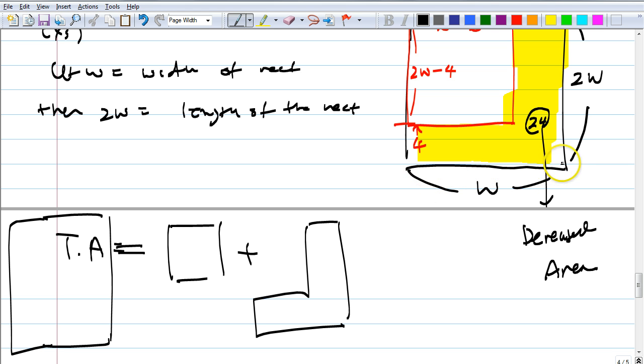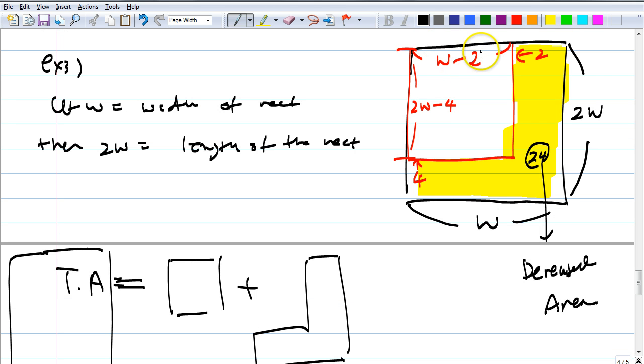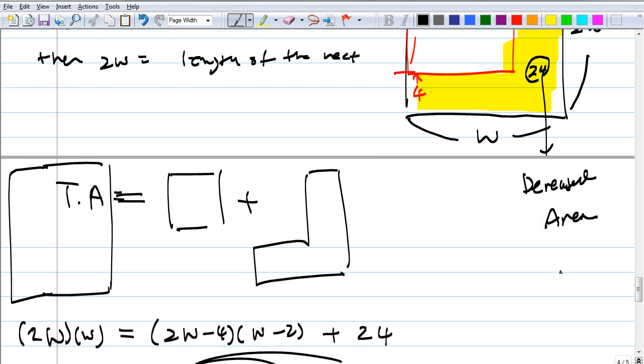So what's the dimension of the total area? w times 2w. What's the area of the smaller rectangle? w minus 2 times 2w minus 4. Plus, what's the area of this L shape? 24. Did you all get that? Any questions so far then? This is important. Any question about the area? How I got the area? And again, I like addition.